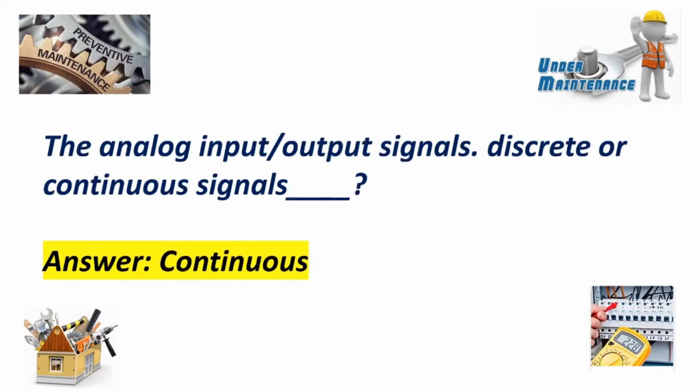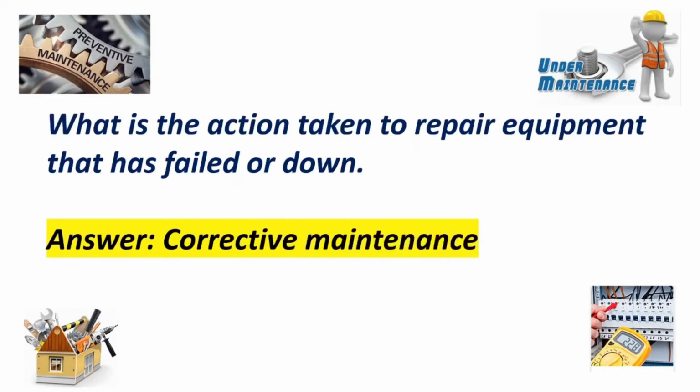The analog input and output signal, discrete or continuous signal? Answer continuous signal. What is the action taken to repair equipment that has failed or is down? Answer corrective maintenance.